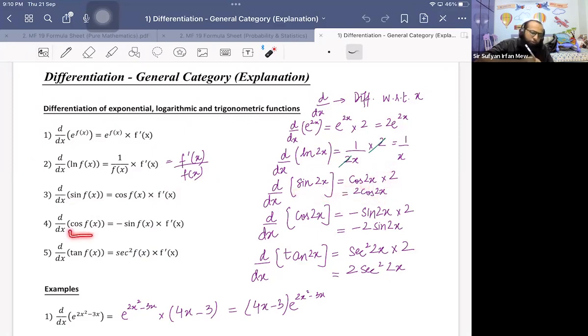Then if you are going to differentiate cos of an angle, the differentiation of cos angle is negative sine angle. Sine angle differentiated gets converted to cos angle. Cos angle gets converted to negative sine angle. So it's the differences of sine and cos: sine, after differentiation, gets converted to positive cos, and the cos gets converted to negative sine. And the differentiation of the angle will be multiplied. So if it's cos 2x, then it's going to be negative sine 2x multiplied by 2. So it becomes minus 2 sine 2x.